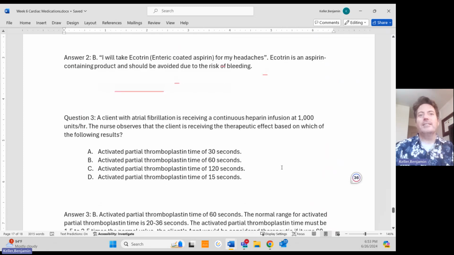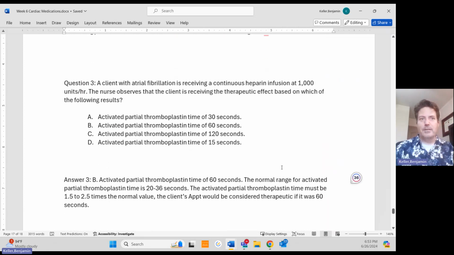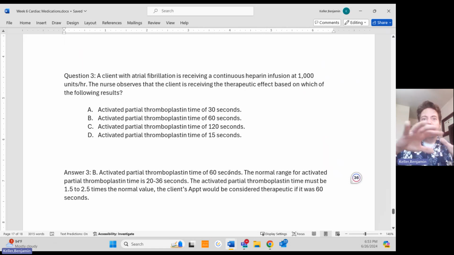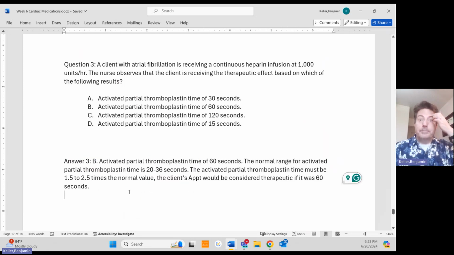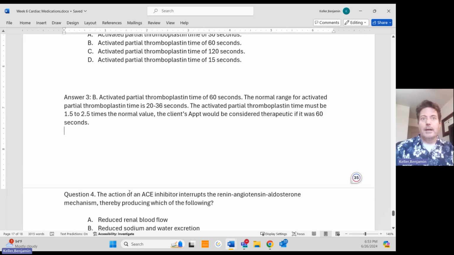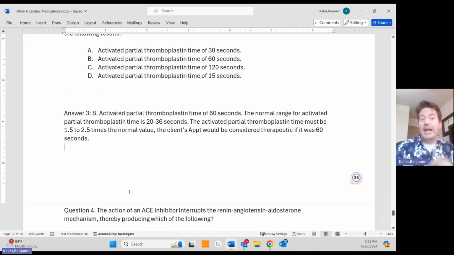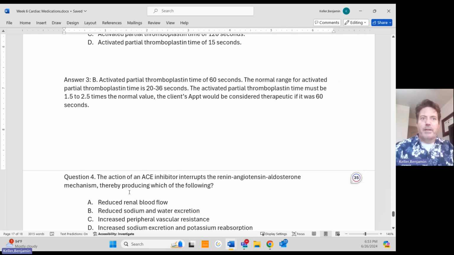Yeah, the answer is 60. The APTT is 60 seconds. The normal range is 20 to 36 seconds, and the therapeutic value must be 1.5 to 2.5 times the normal value. And the client would be considered therapeutic if it was 60 seconds. Warfarin is going to be INR. Remember, IN in warfarin. That's what you're monitoring for that one.